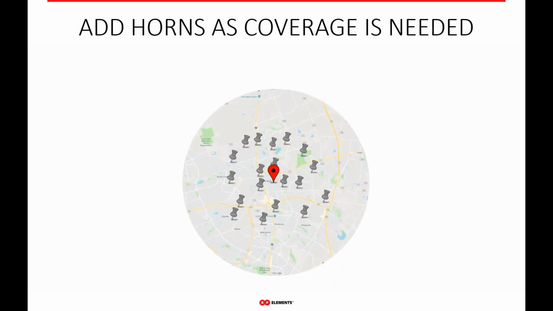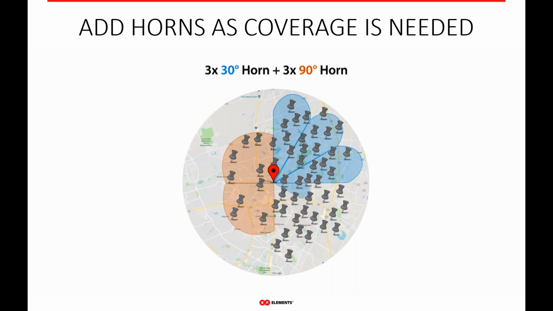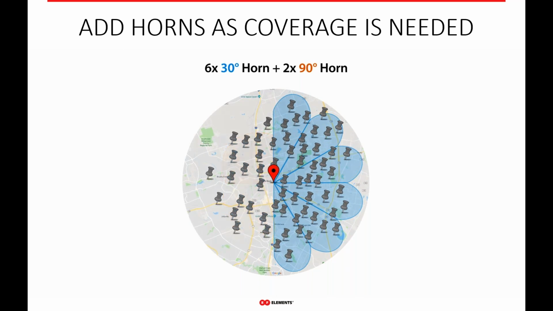And then finally, adding horns as coverage is needed. Perhaps you start with 490-degree horns because you're covering right in town. Then you want to expand and move further out where there's more density. So you take down one of those 90s and throw up 3 30-degree horns, or you take down 2 90-degree horns for 180 degrees coverage and throw up 360. This is a kind of custom coverage as well, but it's build as you go.